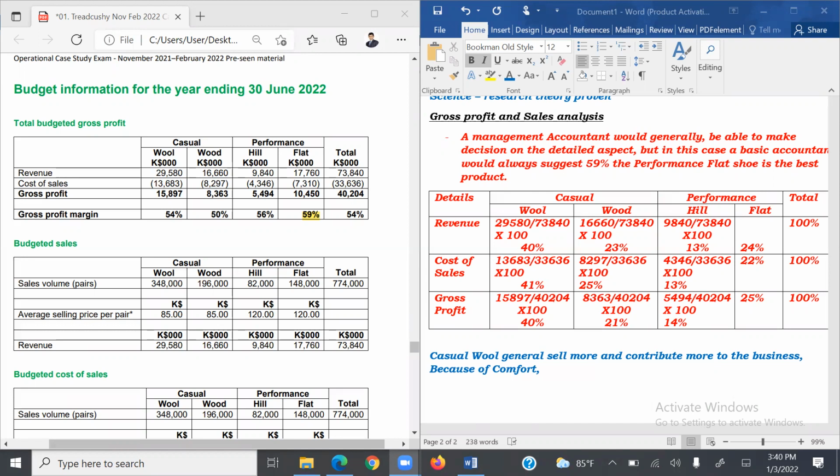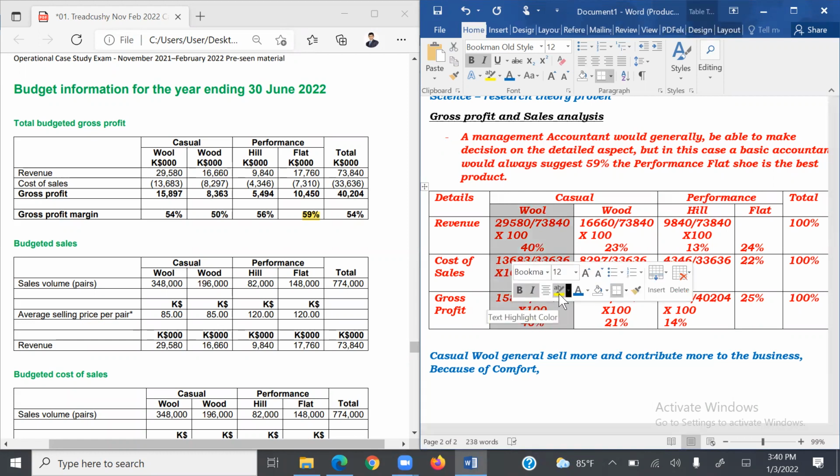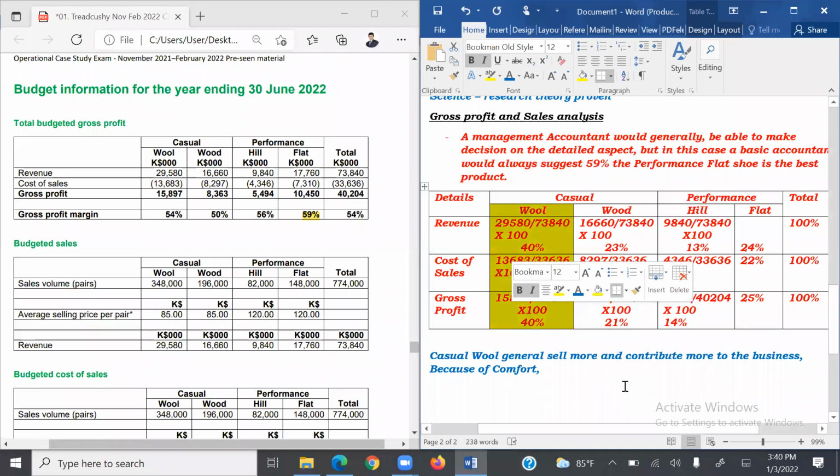Any other questions you would like to ask, you can ask me, students. Overall, if you are fine with this explanation, I believe this has given a better understanding. So whatever said and done, students, our cash cow. Cash cow is the product which generally provides more of the volume to a business. So I can specifically say our cash cow is casual wool shoe.